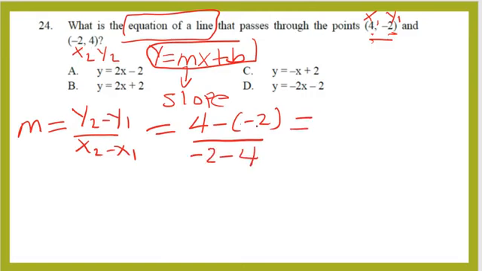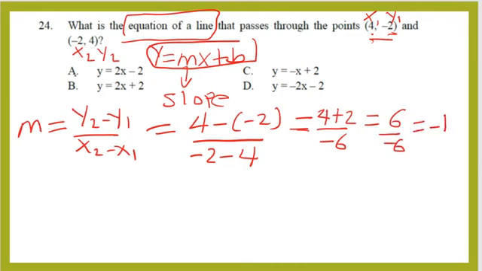We are trying to find the slope. So this will be added, 4 plus 2, the whole over negative 6. So 4 plus 2 will be 6. 6 over negative 6 means this is equal to negative 1. The slope must be negative 1.